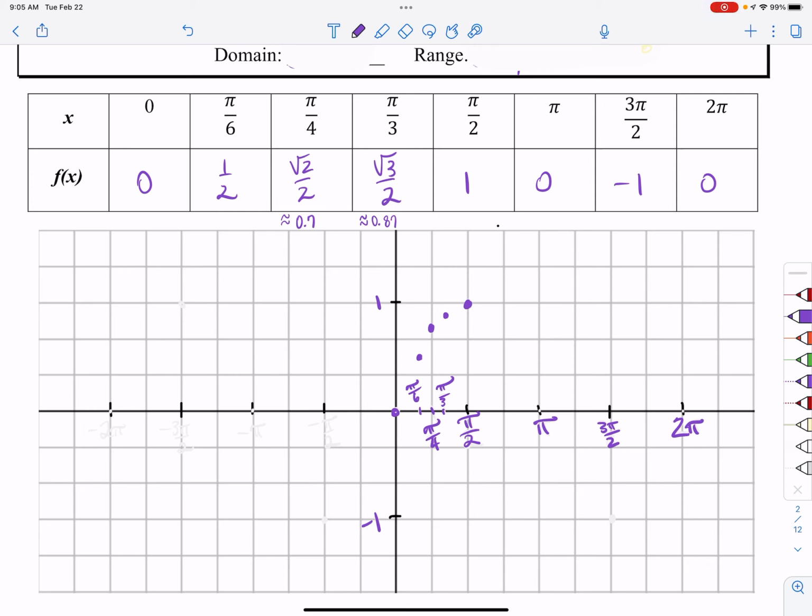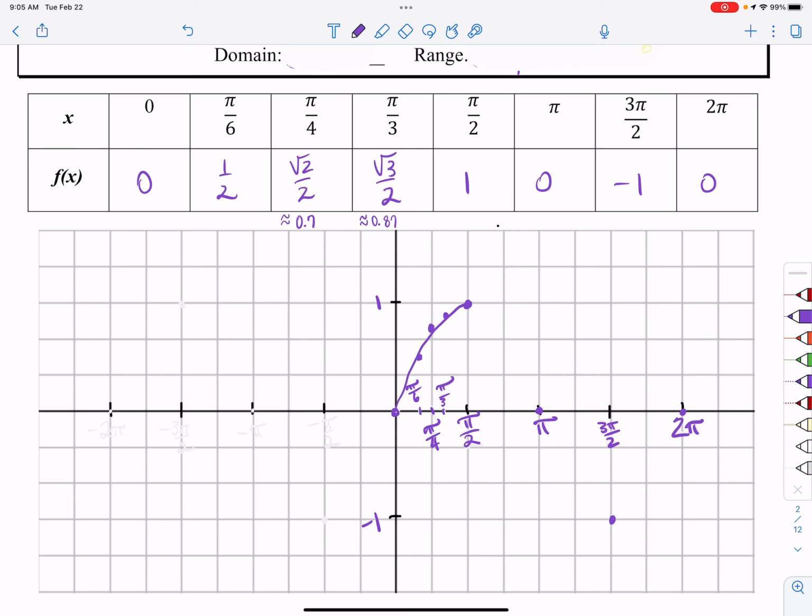And at pi over 2, I'm going to go all the way up to 1. And then what I have is I've skipped some quadrants here. So at pi, I have a height of 0. At 3 pi over 2, I have a height of -1. And at 2 pi, I have a height of 0. Again, an x-intercept.